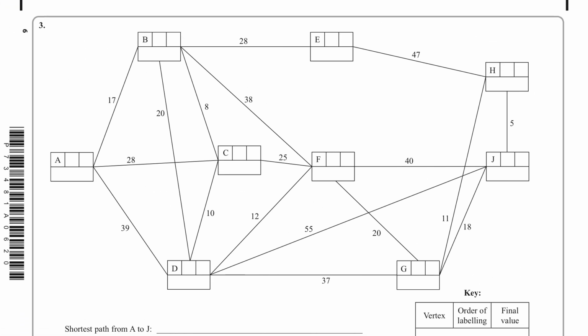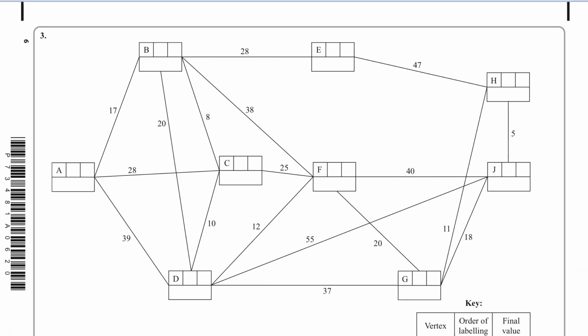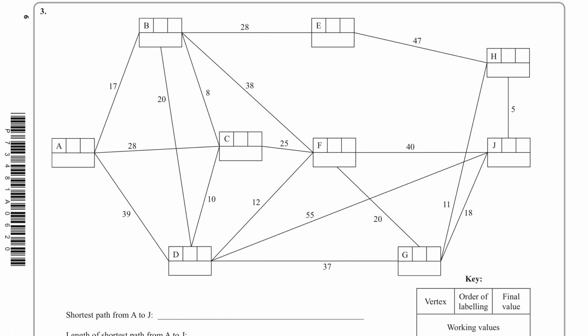So if we go to the table right over here, we are going to start at A, so we're going to label A as our starting vertex, and A has a total value of 0. Then from A we can go to either B, C, or D, so we want to consider each and every single one of them. From A to B it has a total length of 17, from A to C a total length of 28, and from A to D a total length of 39.